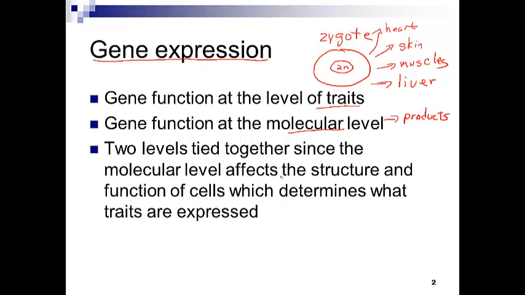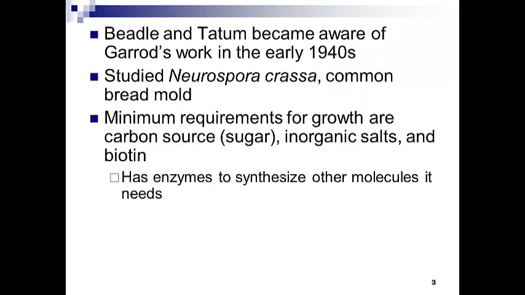So think about it this way. If I don't express insulin in my pancreatic cells, right, that's one level where that gene is not functioning properly. That ultimately is going to make me diabetic, which is a trait. So one, molecular level, ultimately leads to an impact on the entire organism. Now, the understanding of the fact that our chromosomes are packaged into discrete units called genes was determined through a series of experiments, one of which we're going to review here.